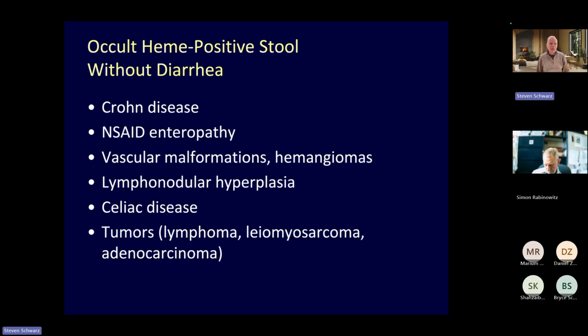And now a occult heme positive stool without diarrhea. Again, all of these things can present in any one of a number of ways, and it's all going to be dependent upon not only the location, but the severity of bleeding. So here's NSAID enteropathy, of course. It's one of the reasons why, if you have a patient in whom you're concerned with evaluating them for bleeding, you make sure that they're not on NSAIDs. If they're on NSAIDs, then a high percentage of individuals on NSAIDs are going to have some occult GI bleeding.